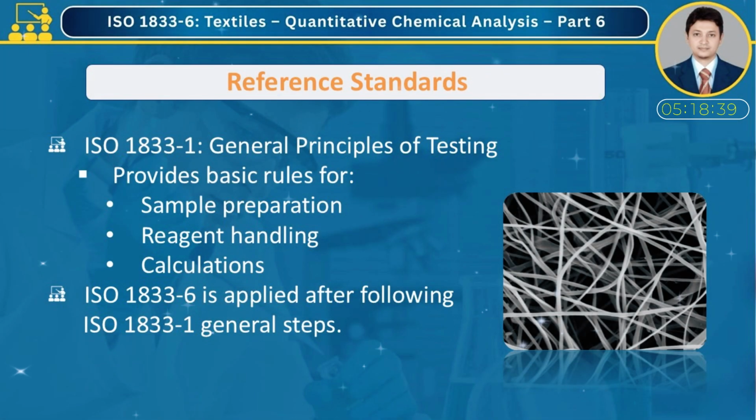Reference standards. ISO 18336-6 must be used in conjunction with ISO 18336-1, which outlines the general principles for quantitative chemical analysis of textiles. ISO 18336-1 provides the foundation for sample preparation, reagent handling, and calculation of fiber composition.